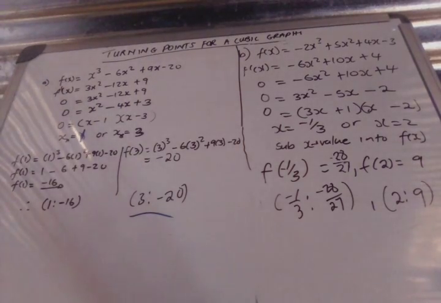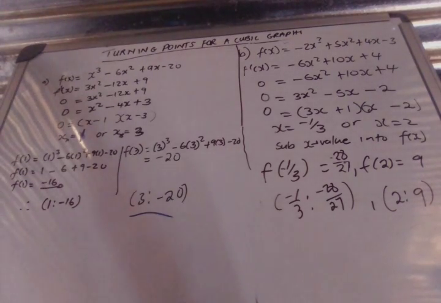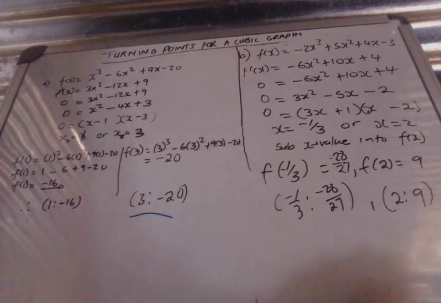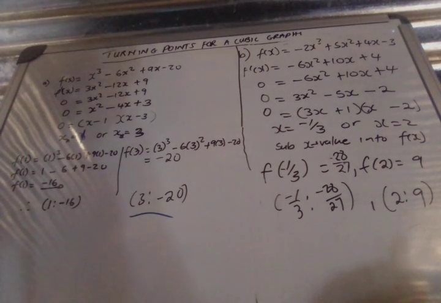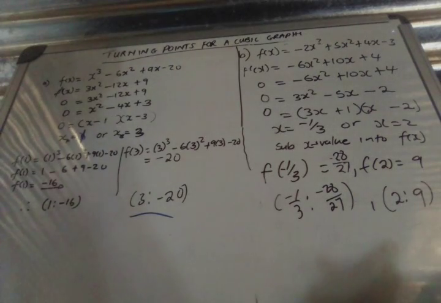Let's look at another function on my right hand side. You have f of x equals negative 2x cubed plus 5x squared plus 4x minus 3, and you want to find the turning points for this cubic function. So what you would do is find the first derivative. When looking for the first derivative, we'll get negative 6x squared plus 10x plus 4.